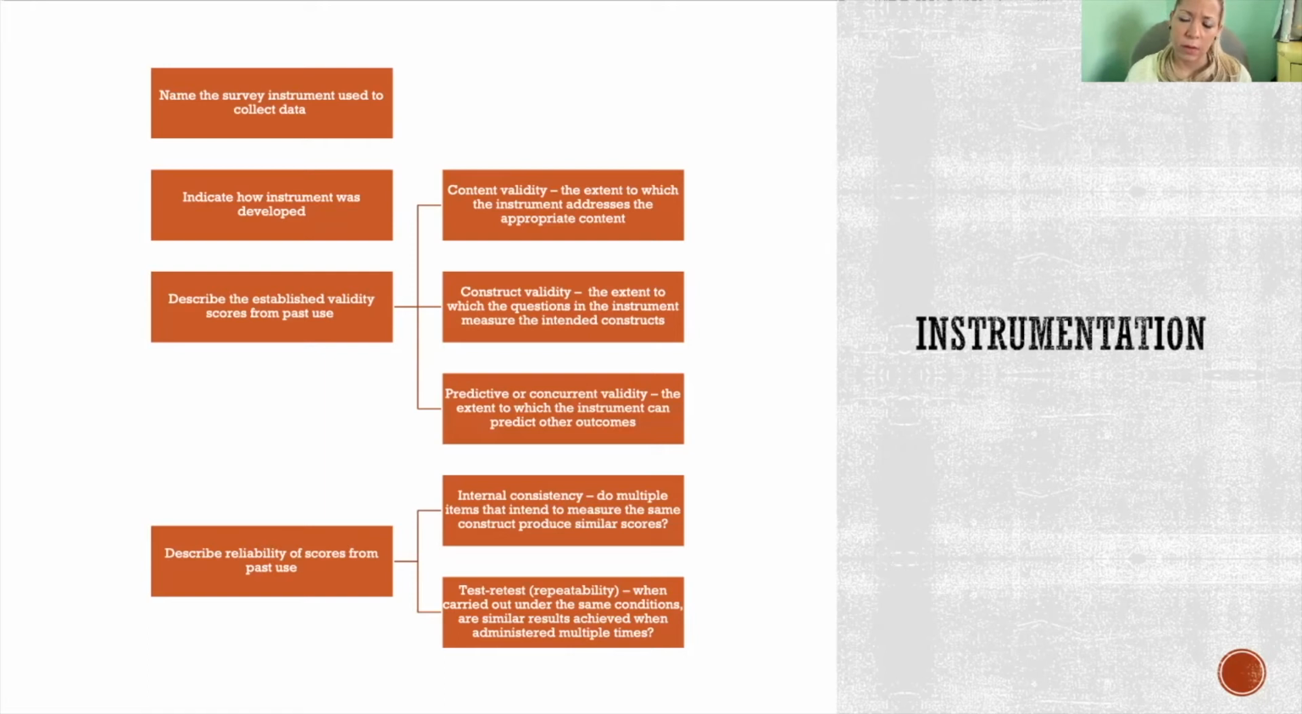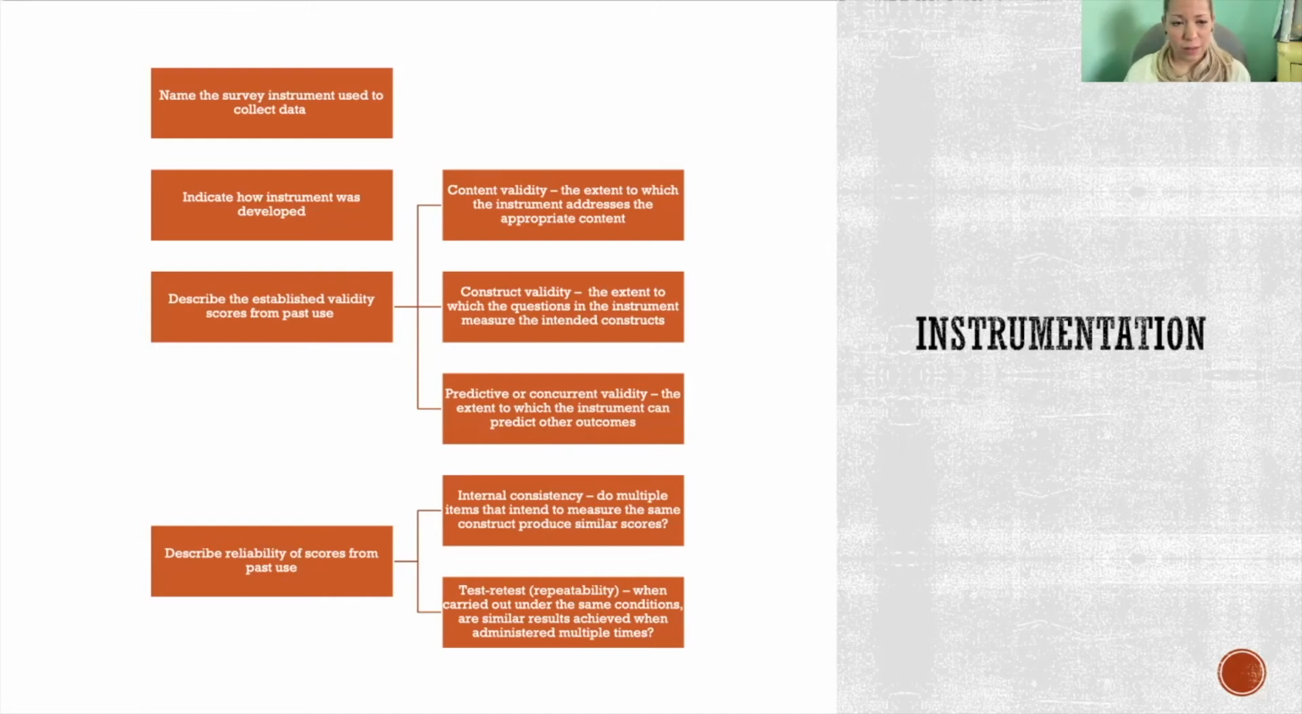In some cases, some instruments are open use, depending on who developed it. There are government organization developed instruments and things like that that might be open and available without permission. So make sure you consider that. You want to describe the established validity scores based on its past use.